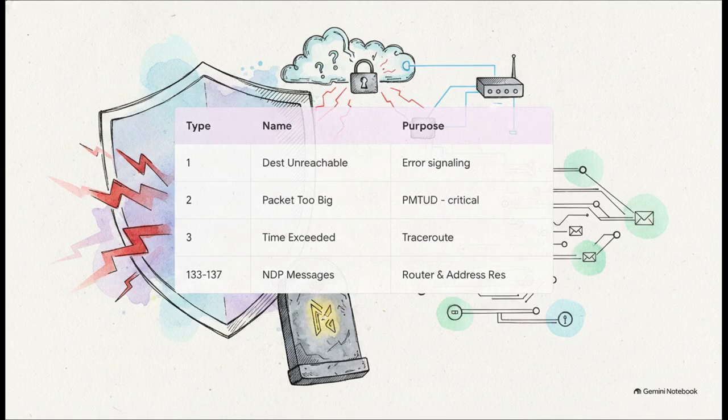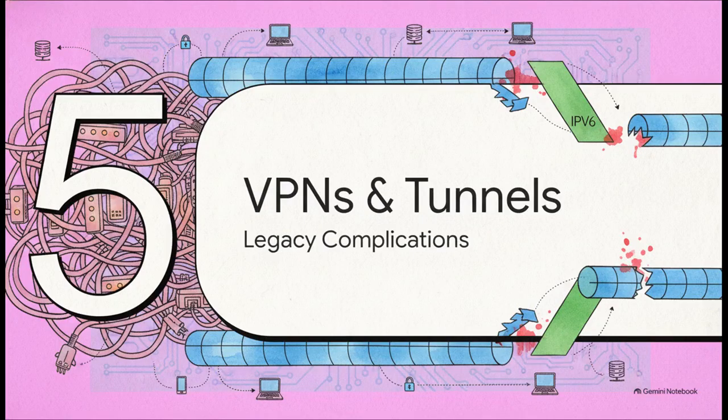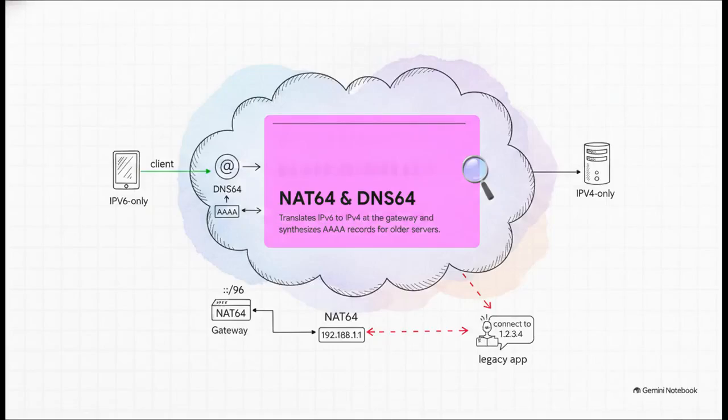I cannot stress this enough. ICMPv6 is sacred. Section 5, VPNs, tunnels, and clients. If you're moving toward IPv6-only environments, you're going to run into NAT64 and DNS64. DNS64 magically synthesizes IPv6 AAAA records for your old IPv4-only servers, and NAT64 translates those packets right at the gateway. It's a genuinely brilliant transition tool.